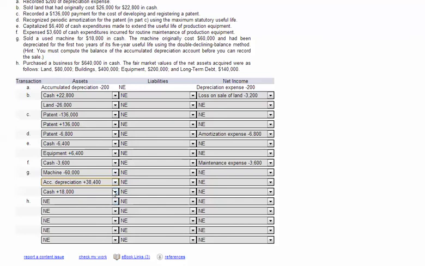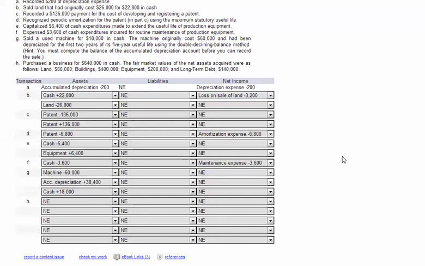And then, let's see, what else do we have? Oh, we have the potential loss or gain on sale. So what we would have to do, and if I had a little pencil, I'd write it off to the side for you. So we debit cash for $18,000. Go ahead and debit our accumulated depreciation for $38,400, and then credit machine for $60,000.